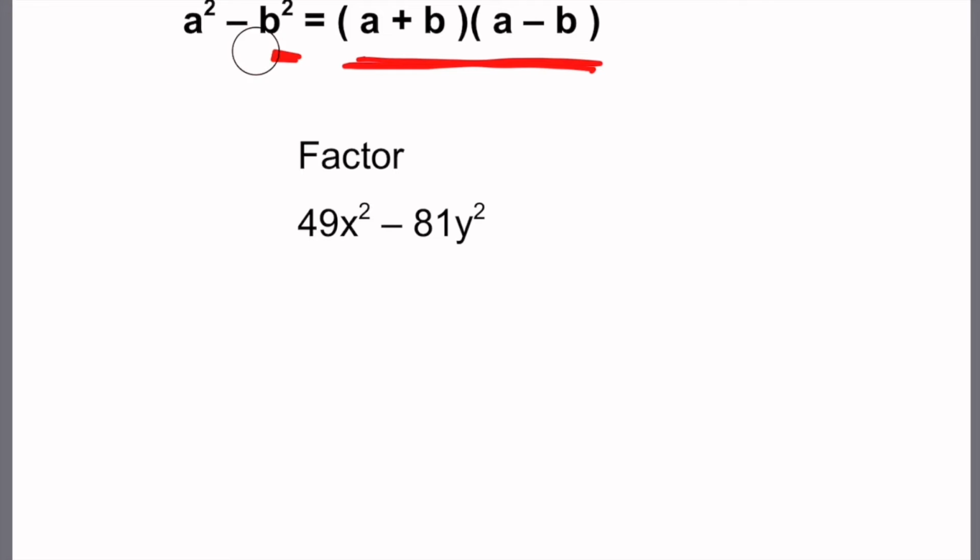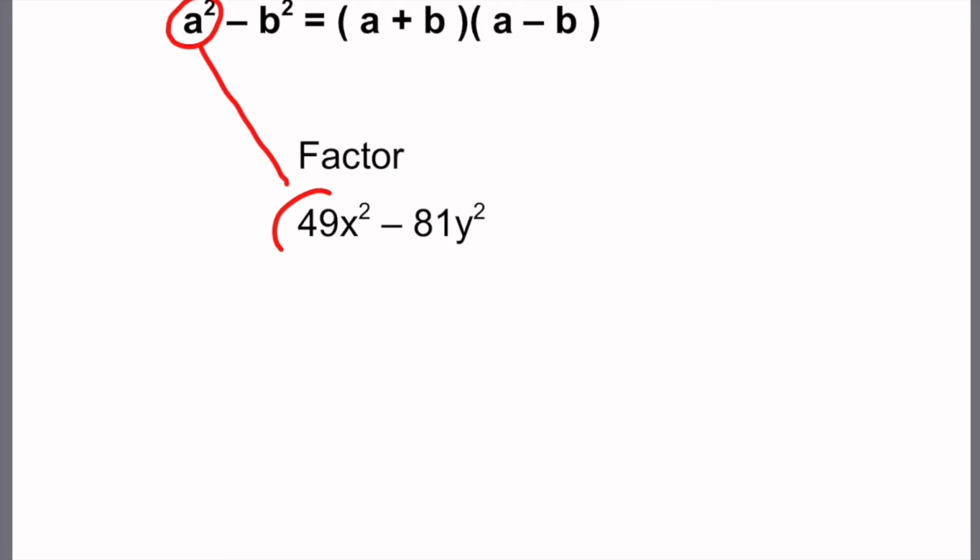So let's erase this for now. This is our question here. We're going to factor 49x squared minus 81y squared. Okay? So the first term in our formula is a squared. That means that's going to be equivalent to the 49x squared here. So a squared is equal to 49x squared.